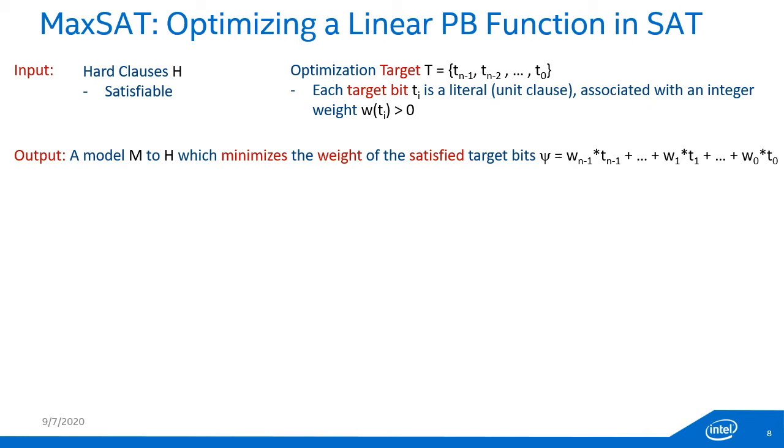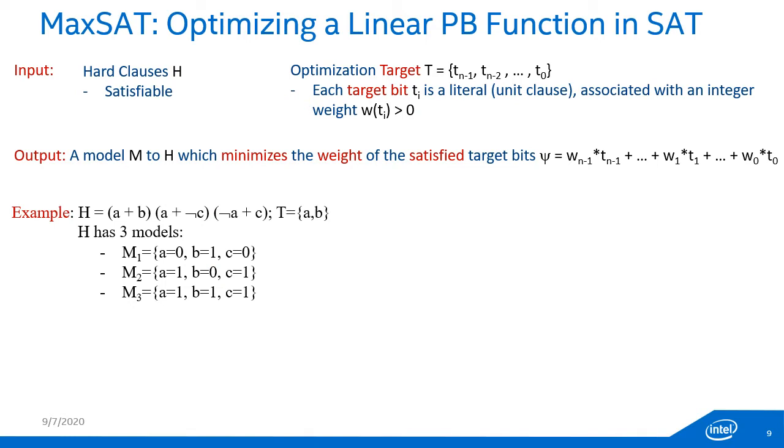On the output, the solver should return a model M which satisfies all the hard clauses, and in addition, it minimizes the weight of the satisfied target bits. So essentially, you want to satisfy as many target bits as possible with the value false, and the weight should also be taken into account. For example, let's again extend our example to MaxSAT.